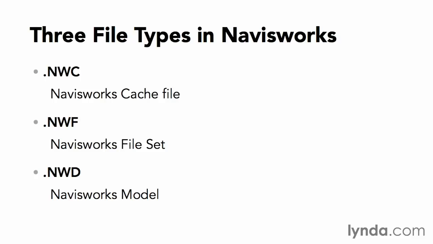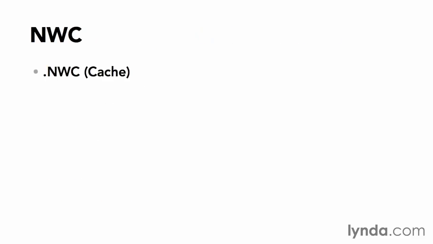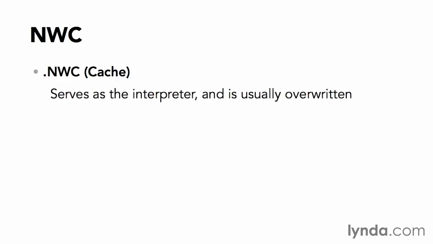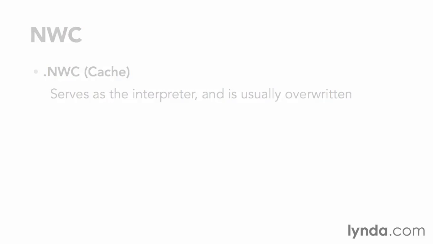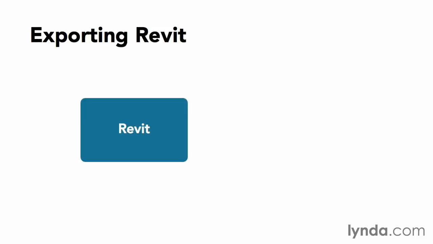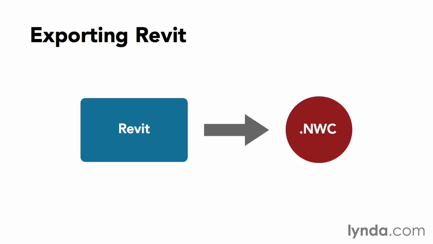Let's take a look at NWC. NWC, we said, is called the Navisworks cache file. This file is generated in 2 ways. If you open any kind of file directly, Navisworks will generate an NWC. This file acts as the interpreter between Navisworks and the software you're using. When you export a file from, say, Revit, that export will generate an NWC file. This file can then be merged or appended into Navisworks. An NWC file cannot be saved.